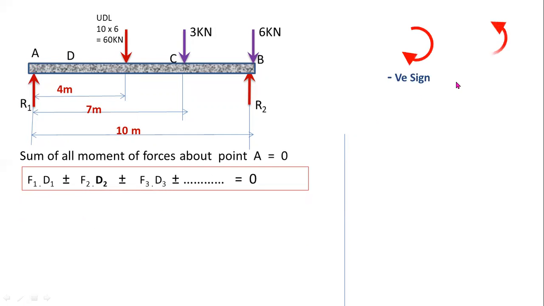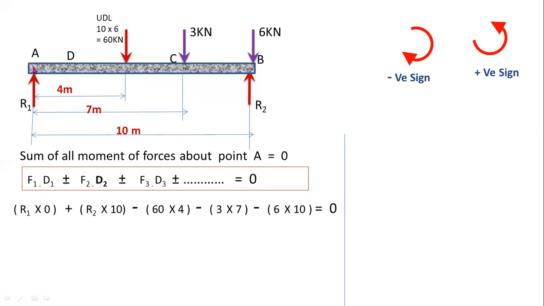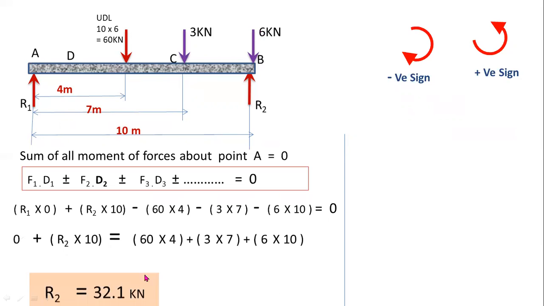Now consider moments about point A. R1 into zero distance, zero perpendicular distance between R1 and point A, plus R2 into distance 10 meters, minus 60 into 4 meters, minus 3 into 7 meters, minus 6 into 10 meters equals 0. From this equation, you can get the value of reaction force R2 equals 32.1 kilonewton. This is the support reaction force at the right end support.